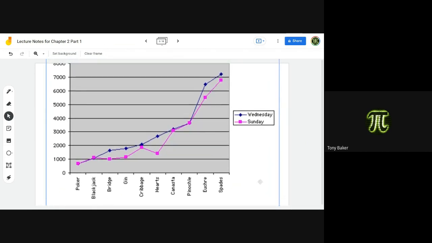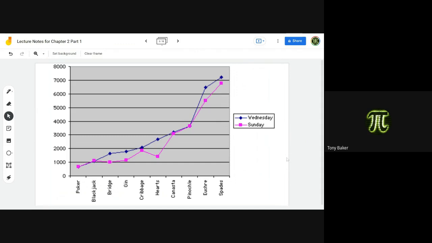So what kind of graph is this? Just forget the actual names. What kind of graph is this right now? If you saw this graph prior to today, what would you have told me it was? A line graph, right?